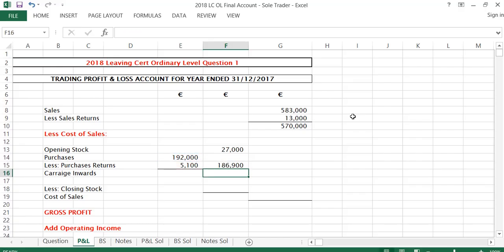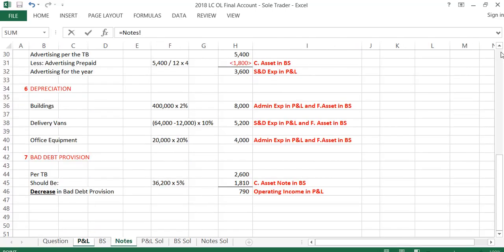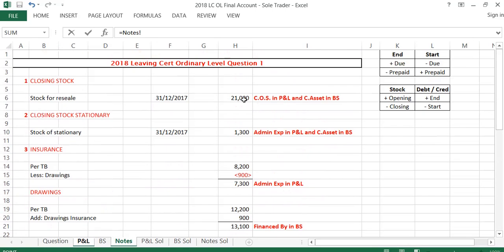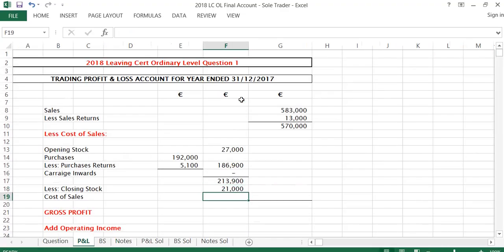And then carriage inwards. Is there any carriage inwards in this question? No, there's no carriage inwards in this question, so that's 0, but sometimes there is, so we might as well have it there. So if I add all of these, it comes to 2,139,000, and then we're going to take away closing stock. And the closing stock, I will get from note 1 to the accounts up here, the closing stock of 21,000. So 2,139,000 minus the 21 will leave me with a cost of sales of 192,900.